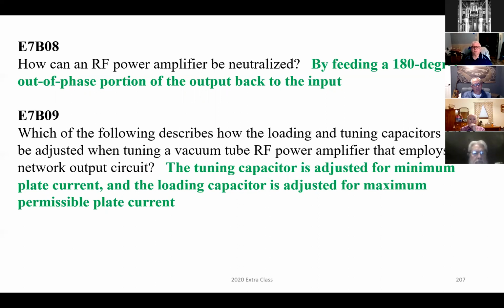Which of the following describes how the loading and tuning capacitors are to be adjusted when tuning a vacuum tube RF power amplifier that employs a pi network output circuit? That would be the tuning capacitor is adjusted for minimum plate current, and the loading capacitor is adjusted for maximum permissible plate current.